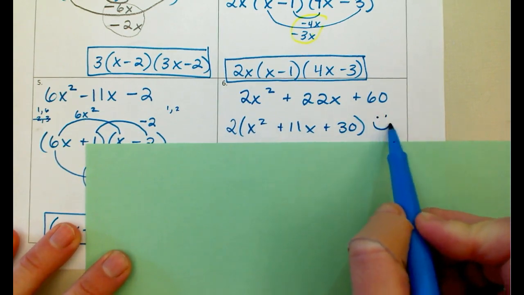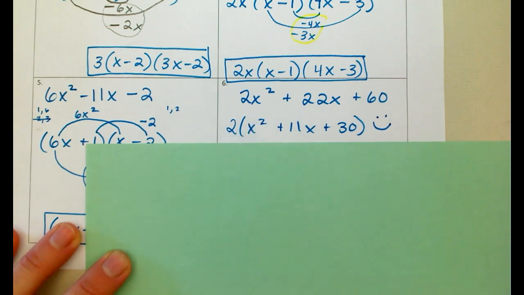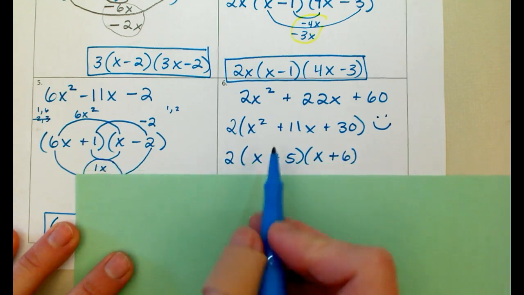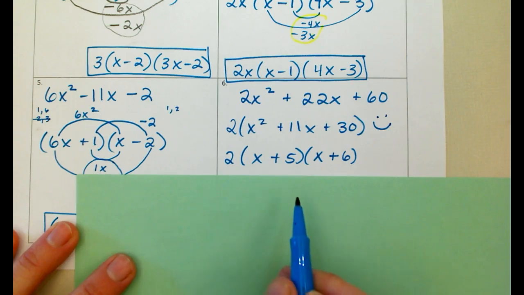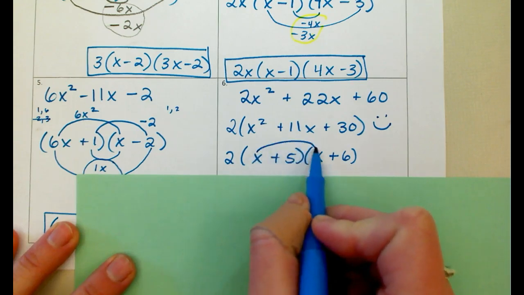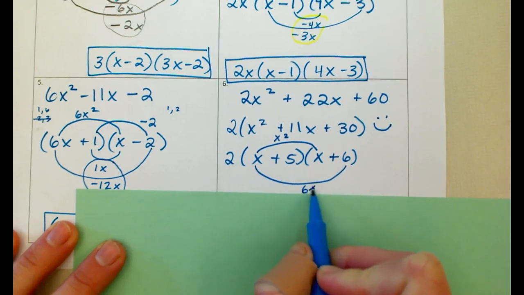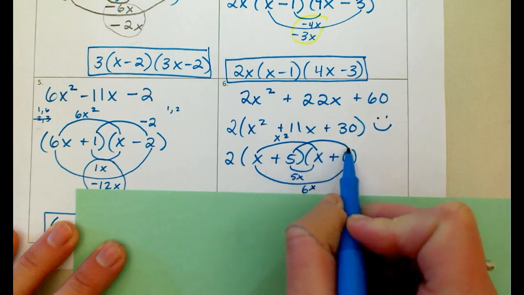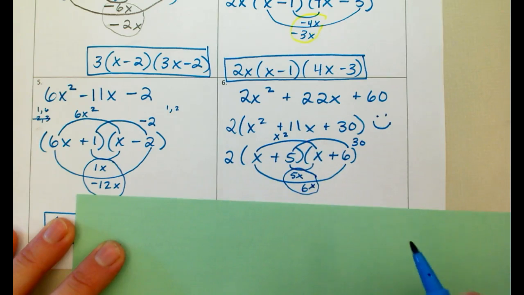This problem made me happy because with 1x squared, these were the easy ones to factor. So all I had left to do was factor that out, and I had 2 times x plus 5 times x plus 6. I can multiply these back to check. X times x is x squared. X times 6 is 6x. 5 times x is 5x. 5 times 6 is 30. My middle terms add to +11.